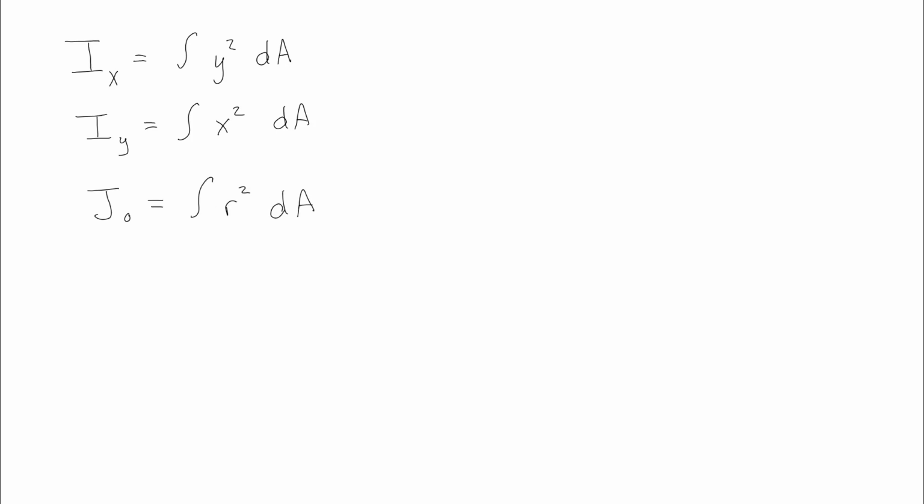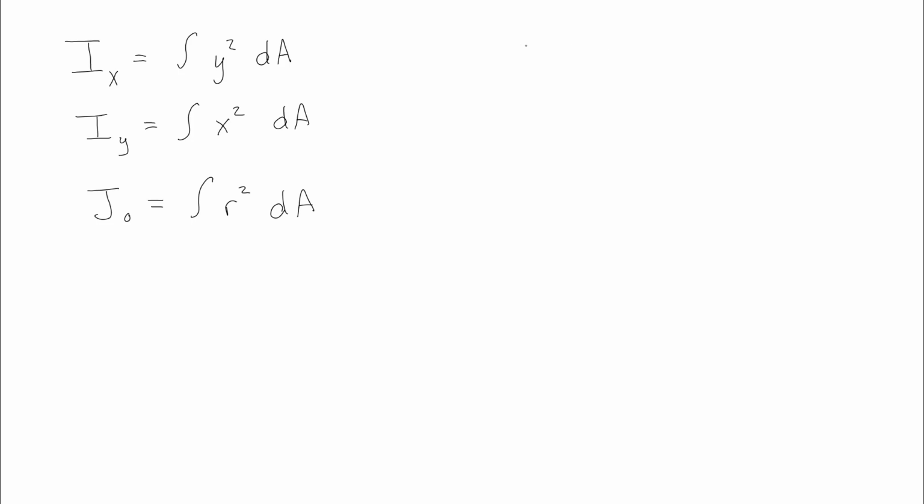All right, they even look very similar in their equations. So you might have I about the x-axis as being how the y squared area is distributed, or I about the y as how the x is distributed around the area. Or you might have the polar, how it's all distributed, again, from the area.